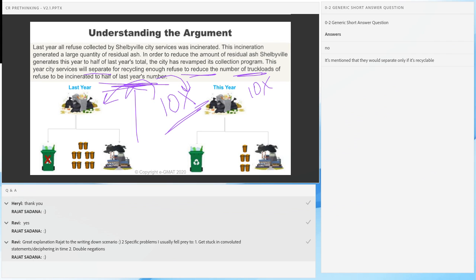Do you really see the statement? This year, city services will separate for recycling enough refuse. Do you see the words enough refuse over here? Again, read and understand, read and visualize. That's what's tricking you. That's why I said fundamental skills: visualizing information and building that logical structure.